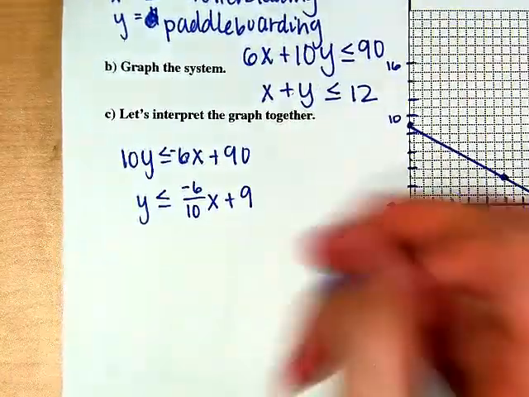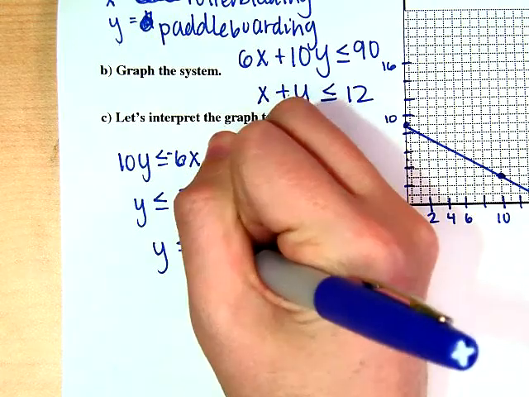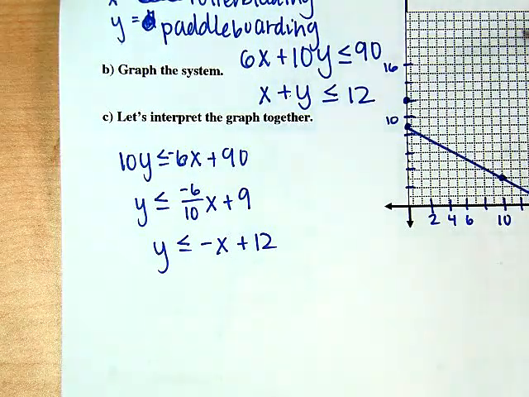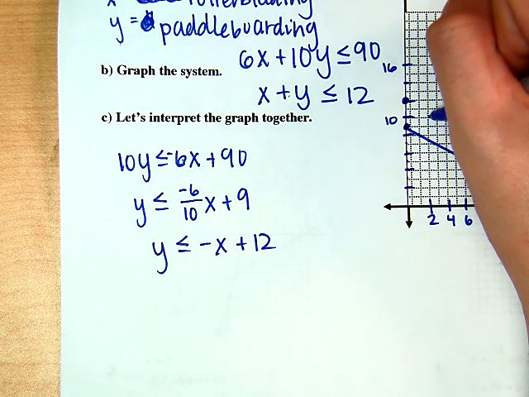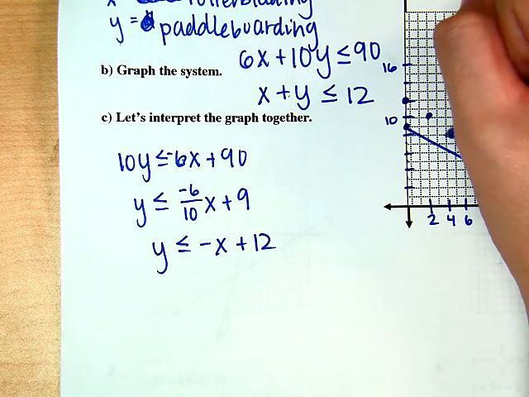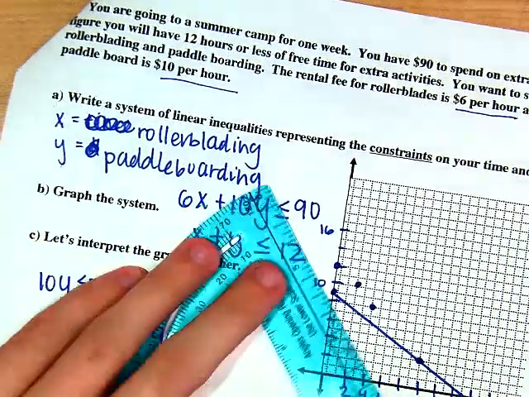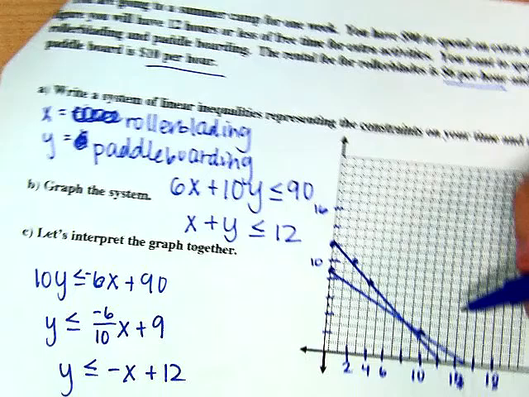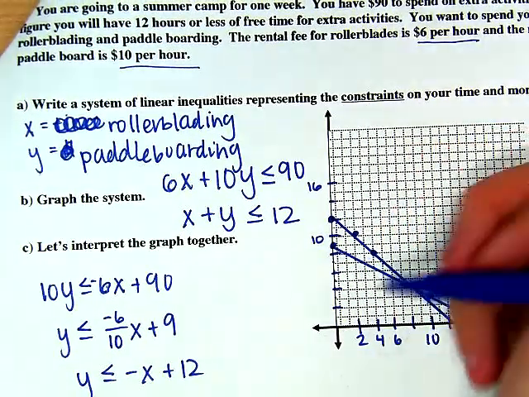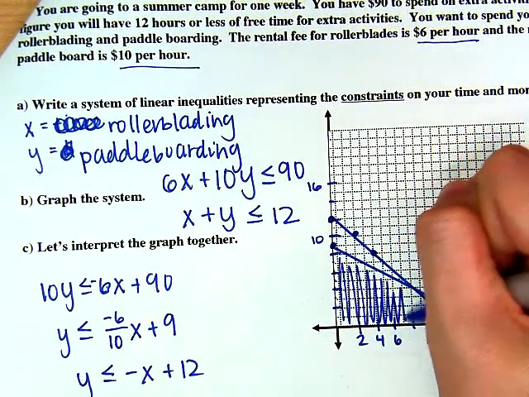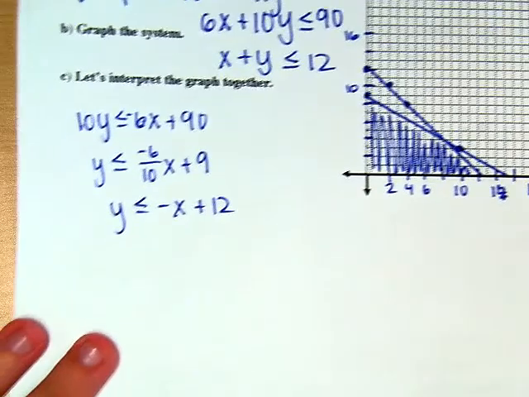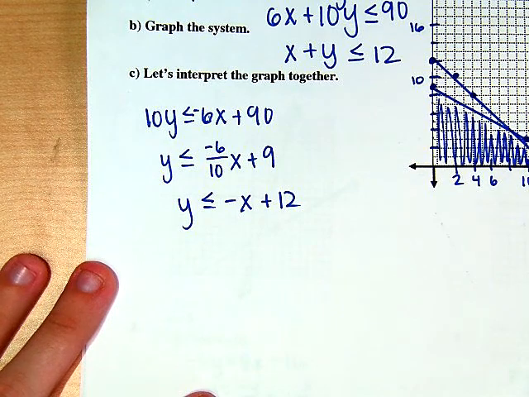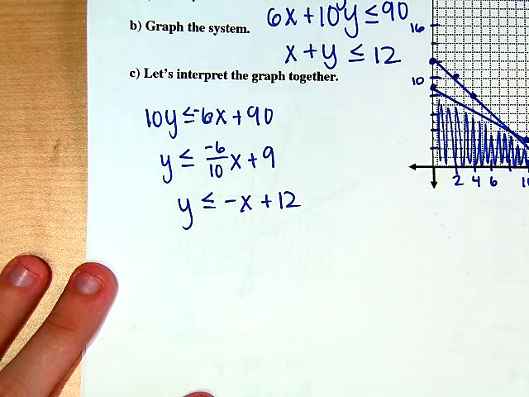And then my other one, I got y less than or equal to negative x plus 12. So when I graph this, I start at 12, and then I go down 1 over 1, down 1 over 1, or down 2 over 2. It's the same thing happening here. So when I graph that one, I got another solid line. They're both less than, so my double shaded area is this part. So if you need to interpret the graph, the shaded area is where rollerblading and paddleboarding work with your time and your money constraints.